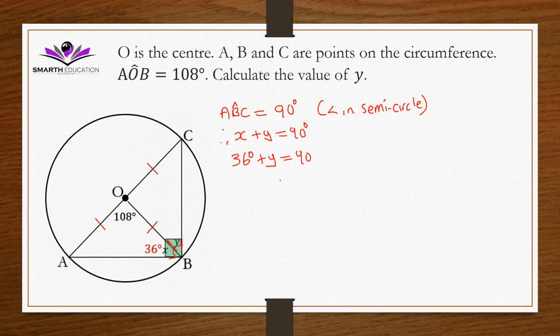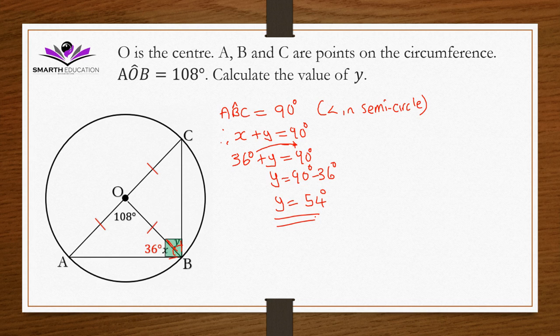And then we can subtract from both sides or transpose 36. It becomes 90 minus 36. So y is equal to, oh, I must put degrees, 90 degrees minus 36 degrees. You see that? And then what is 90 minus 36? It's going to be 54 degrees. So y is equal to 54 degrees. Did you get it? I really hope so. Now let's move on to the next part.